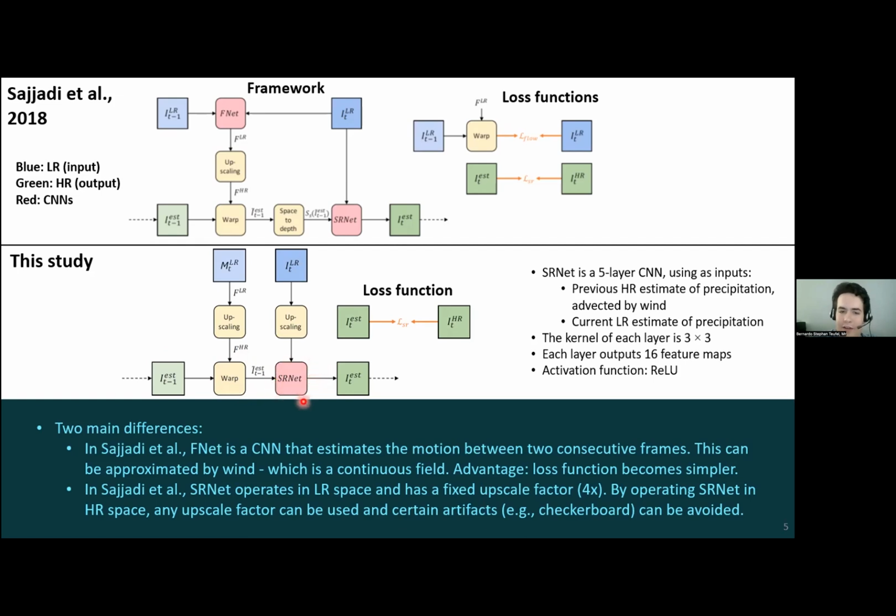Just to give some technical details about this SRNet. It's a 5-layer convolutional neural network. It inputs the previous high resolution estimate affected by wind and the current upscaled low resolution. The kernels are 3 by 3. Each of the 5 layers outputs 16 feature maps, and the activation function is the rectified linear unit.